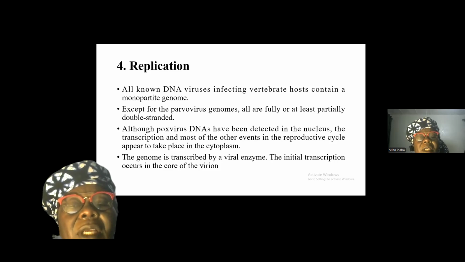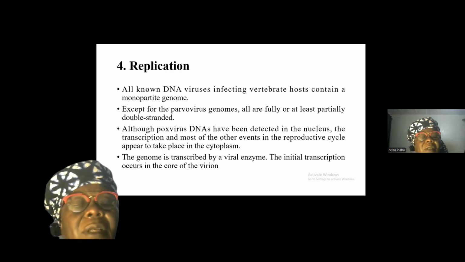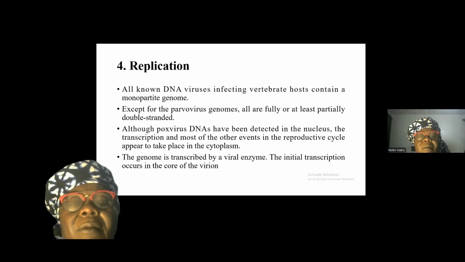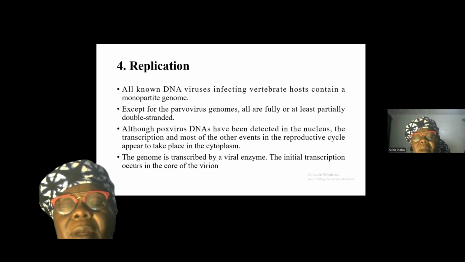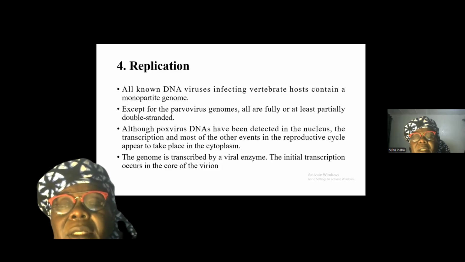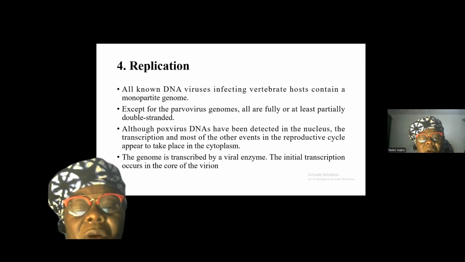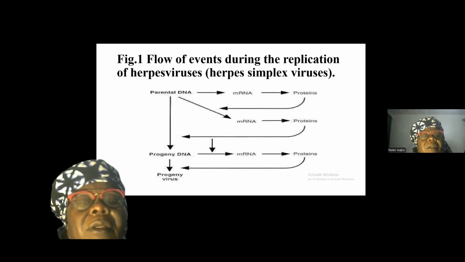Although pox virus DNAs have been detected in the nucleus, the transcription and most of the other events in the replicative cycle appear to take place in the cytoplasm. The genome is transcribed by a viral enzyme. The initial transcription occurs in the core of the virus.